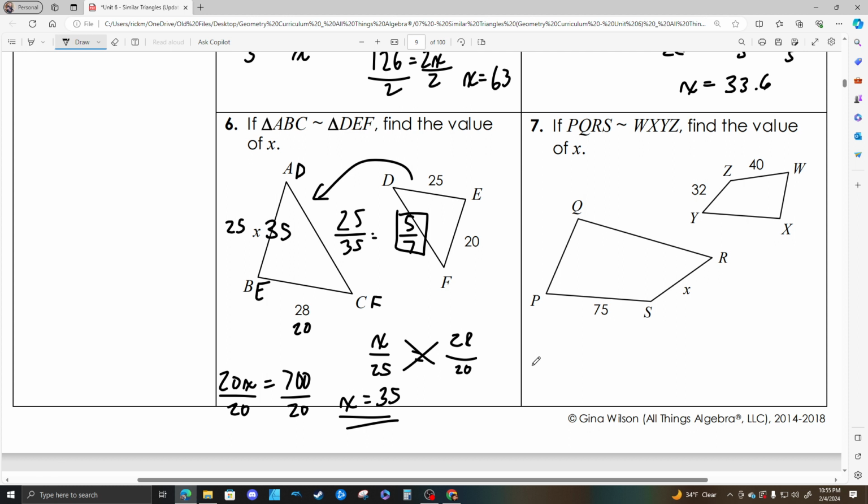I'll leave number 7 to you. Just follow the same method that I did for number 6, and you should be fine. Pretty quick and easy lesson.